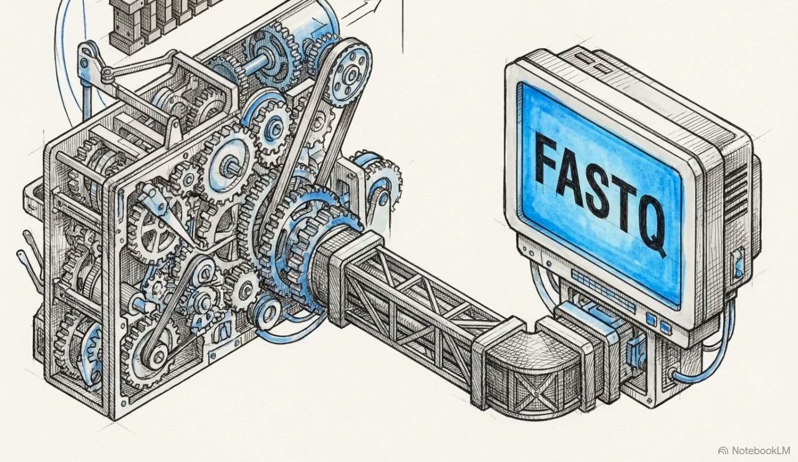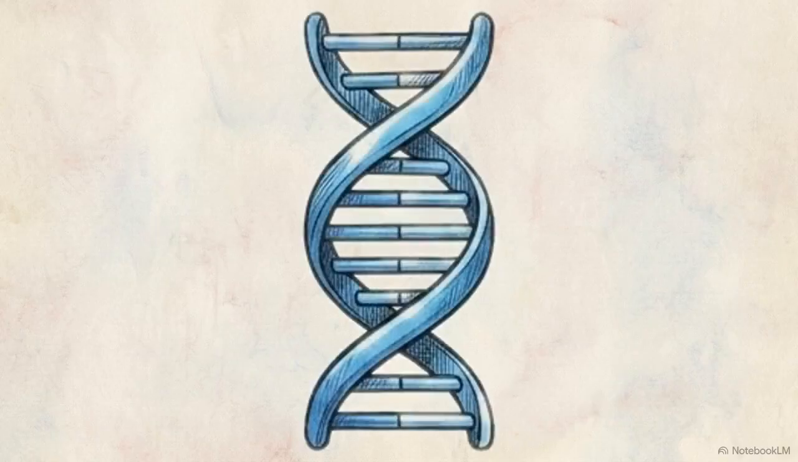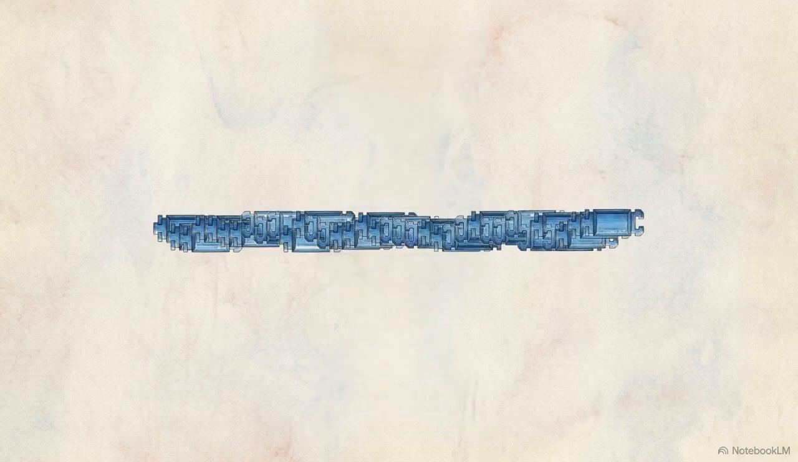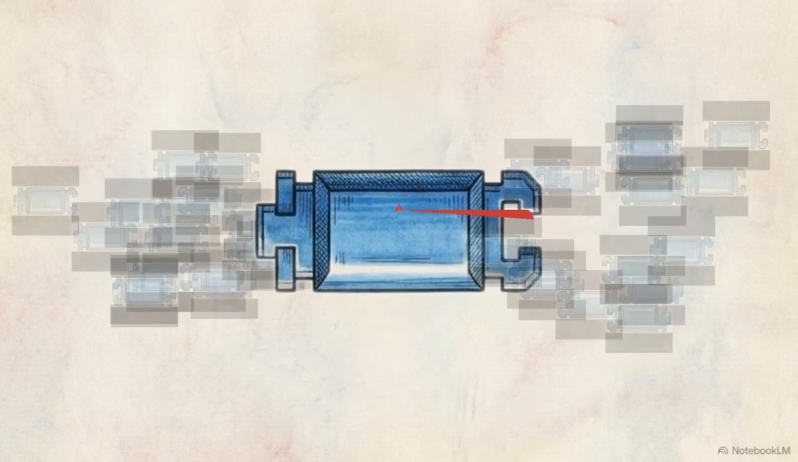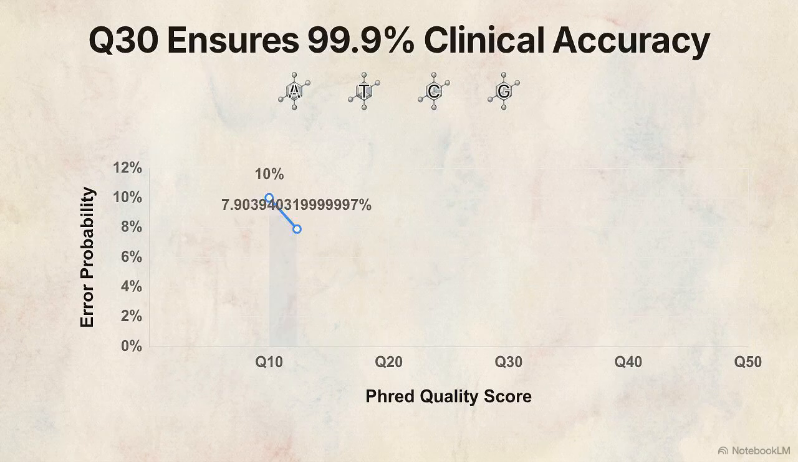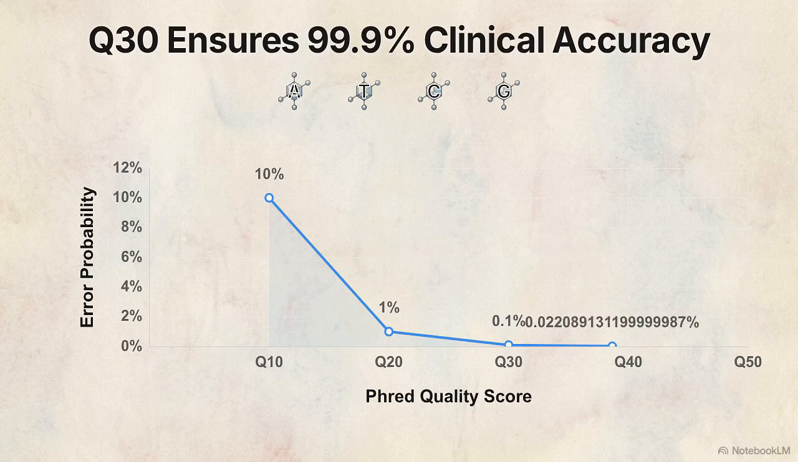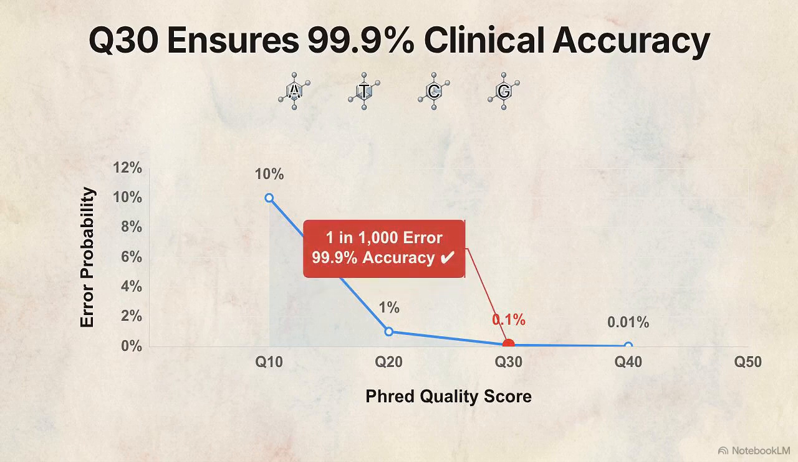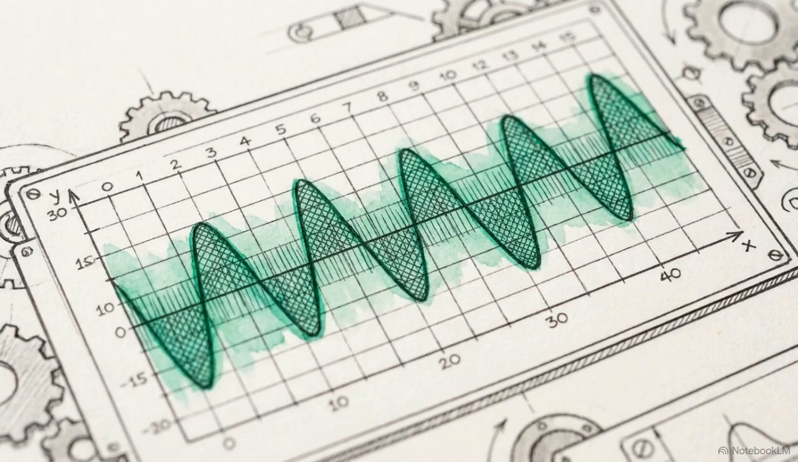The process begins immediately after a sequencer, like the Illumina NextSeq 1000, outputs the raw data into a FASTQ file. The fundamental unit of this raw data is the read, a short fragment of DNA, usually between 75 and 250 base pairs in length. This graph charts the Phred quality score, assigning a confidence rating to every base read by the machine. Zooming in on Q30, the probability of an incorrect base call is 1 in 1,000, or 99.9% accuracy. Any data entering a clinical NGS pipeline must meet this baseline. Q30 is the clinical gold standard.